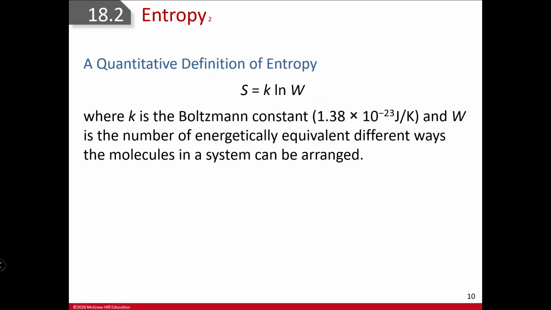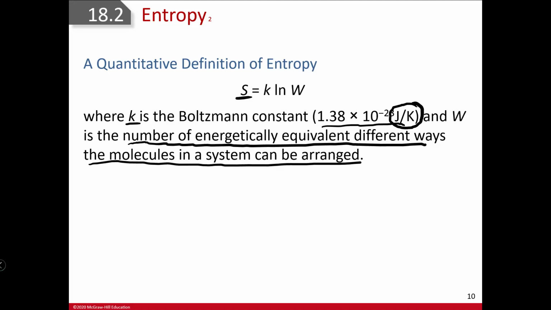So there is a mathematical equation to explain this distribution of energy, and that is entropy is equal to the Boltzmann constant. I'm not asking you to memorize it, but there it is. But I do want you to look at those units. That's really important. So it's joules per Kelvin. So it is a temperature-dependent constant. And W is the number of energetically equivalent different ways the molecules in a system can be arranged. How many ways can particles be arranged in a system? It seems complex, but we can show it on the next slide of what that looks like.